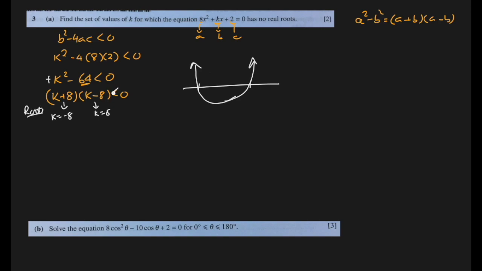And if we want it to be less than 0, less than means negative, and this part is below the 0 level. This is negative, and this one is -8, this one is 8. So our final answer is that k is between -8 and 8. We can't write the equal sign because clearly we want less than 0, not equal to 0.